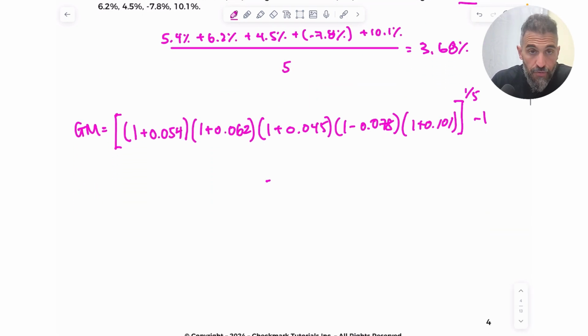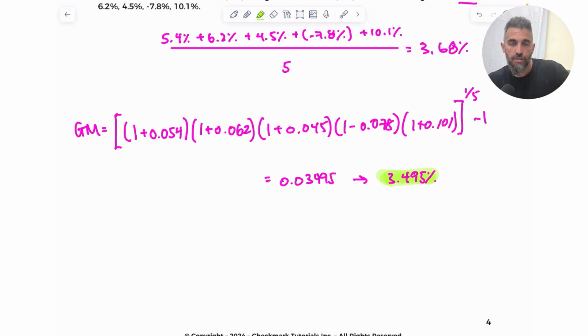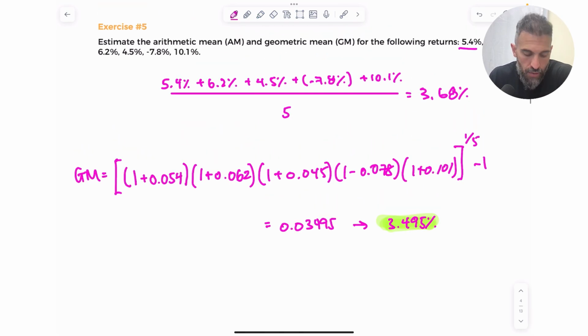This gives an average return of 0.03495, which is 3.495%. So you see it's lower, but this is the true average. This is really what you made on an annual basis once you consider the fact that those returns were compounding on each other. Okay, so arithmetic mean, geometric mean, again, nothing too complicated, but something to know.